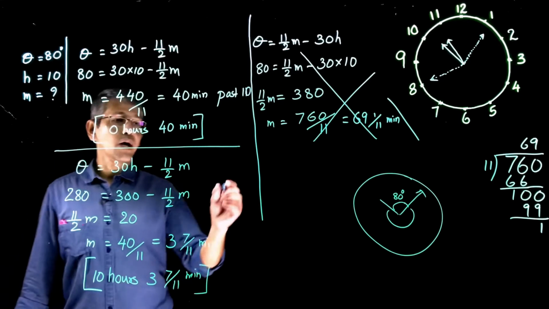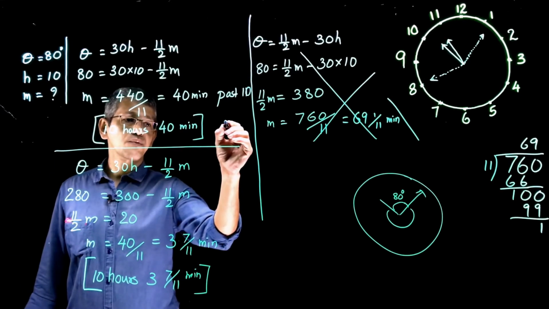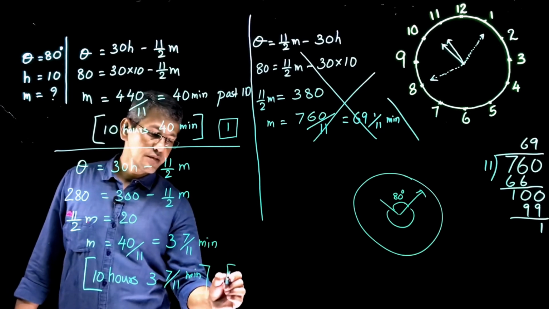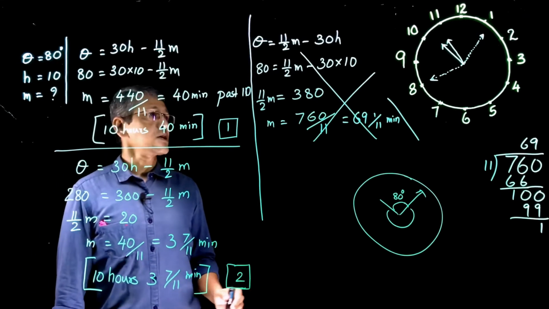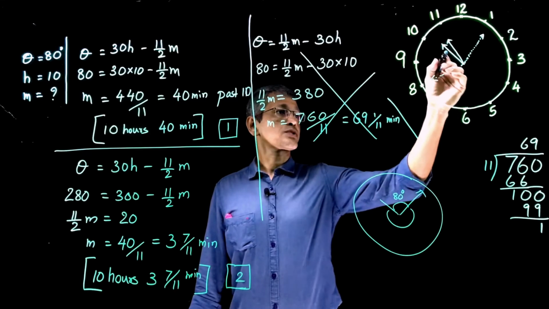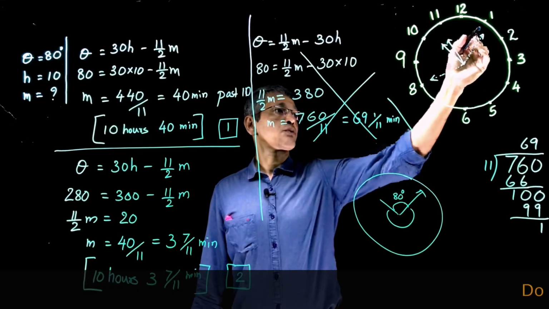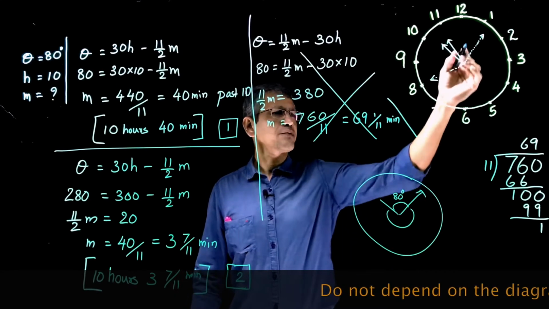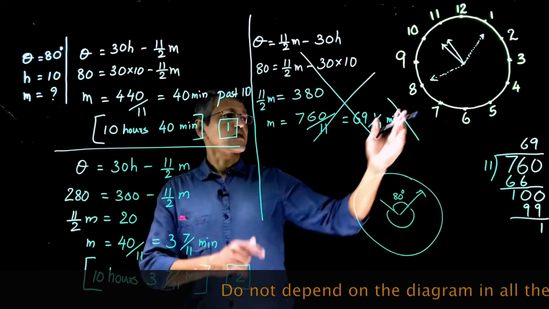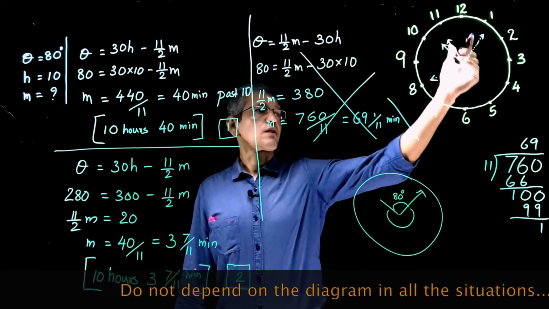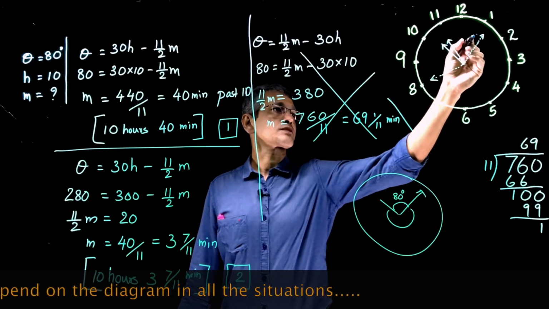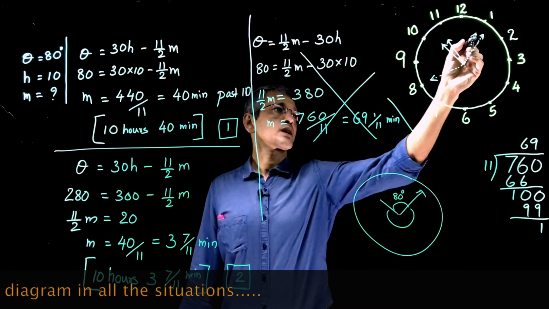So we have two answers here. This is one of the answers we have, and this is the second answer. So ultimately, in the diagram, it shows that it is after 10:05, but the diagram is not correct. We just assumed it somewhere after this 12. So if the angle is 80, it must be like this. The minute hand would be like this.